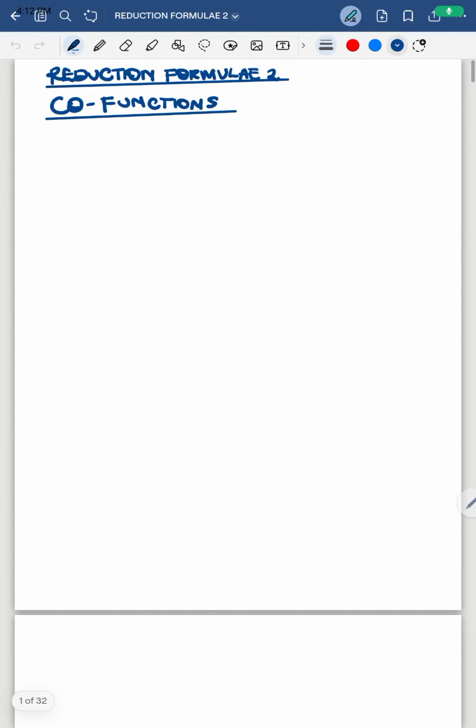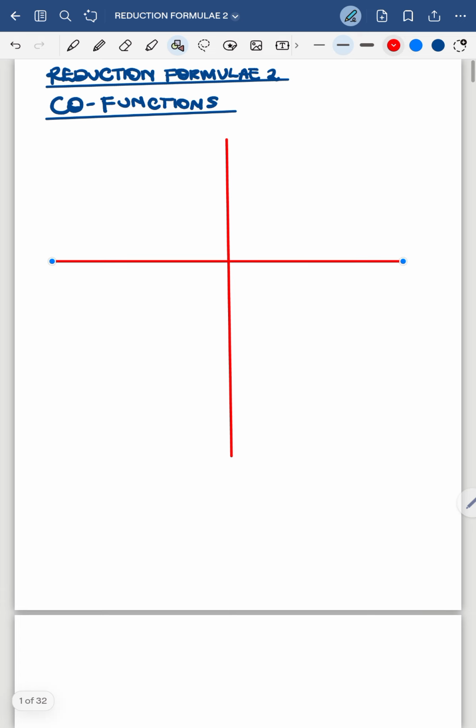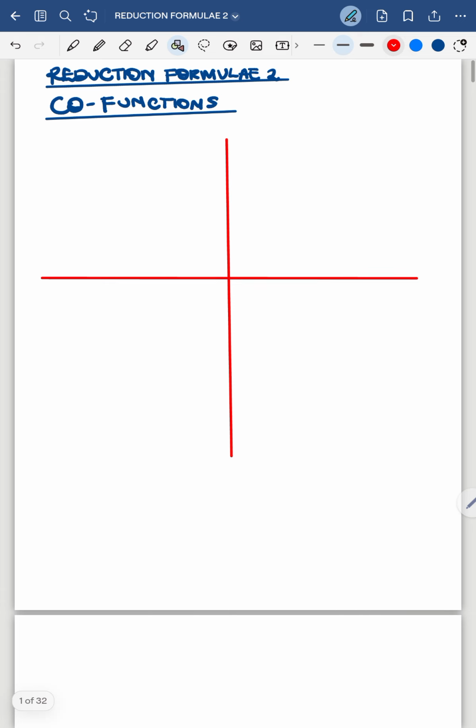So today, let's focus on reduction formulae 2. We are doing cofunctions today. In our previous lesson, we talked about the quadrants. Let me draw my Cartesian plane here that has 4 quadrants. In our previous lesson, we said that the first quadrant is 90 degrees minus theta.